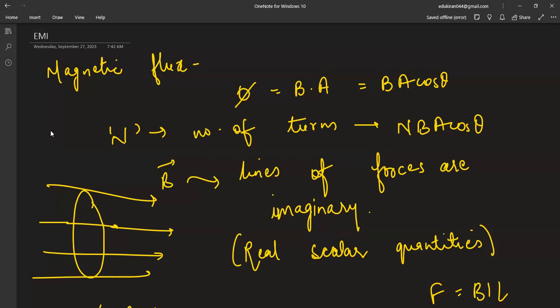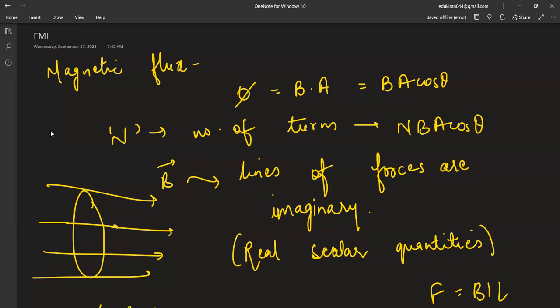Now, when we did the experiments, if you remember, we had seen the case when the magnet and coil move towards each other, then the flux linked with the coil increases. And when this increases, EMF is induced in the circuit. Now, when the magnet and coil move away from each other, magnetic flux decreases, and again EMF is induced.